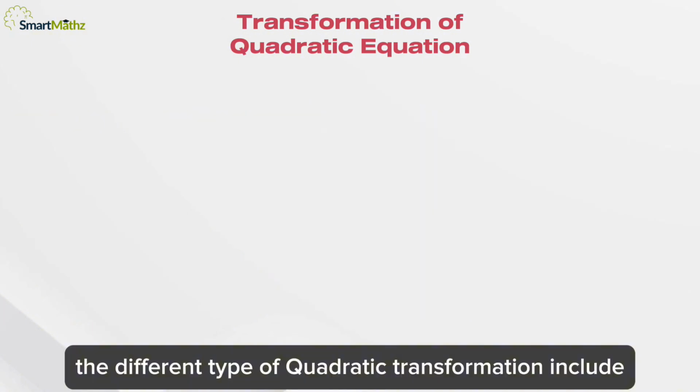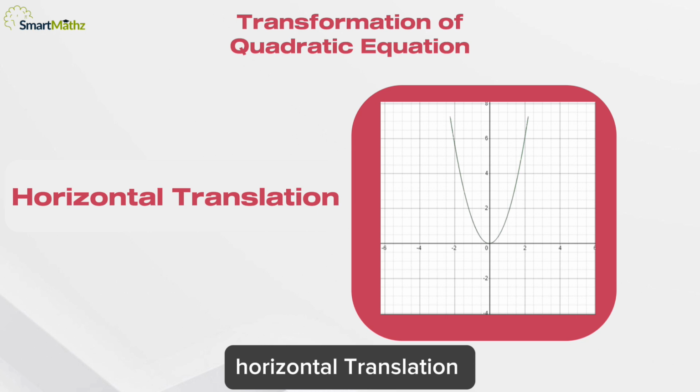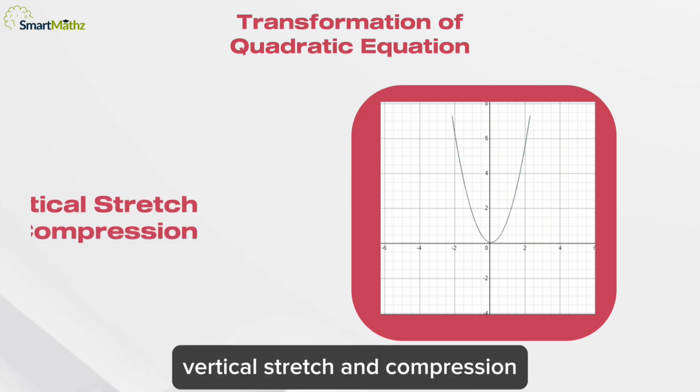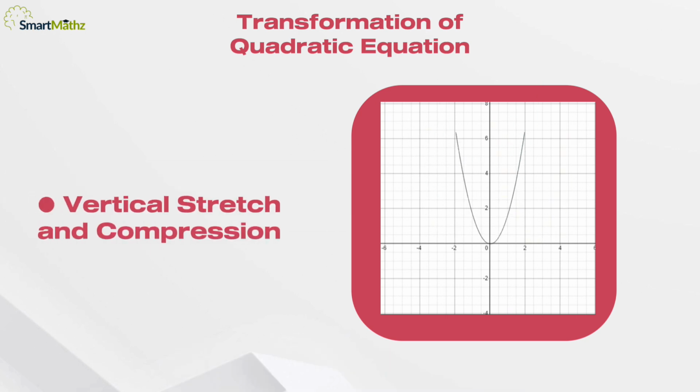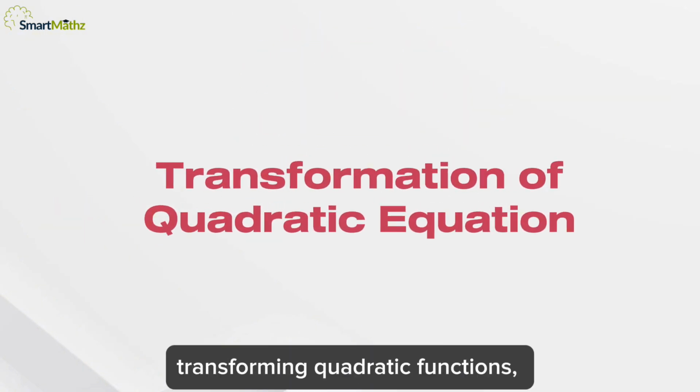The different types of quadratic transformation include vertical translation, horizontal translation, vertical stretch and compression, and reflection. And that wraps up our lesson on transforming quadratic functions.